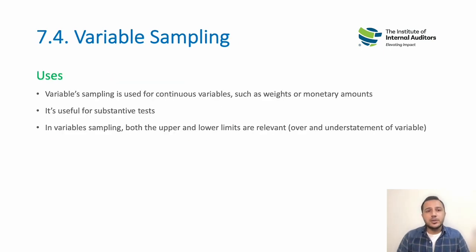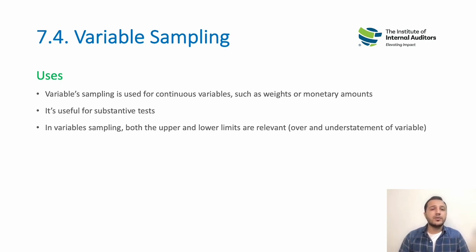In terms of variable sampling, we use it where we have a continuous number, where we have a lot of data or information or transactions, where we have to review a value or a quantity and give our opinion on it, for example, accounts receivable, accounts payable values, or we could be looking at the number of stocks. So in that case, the best sampling approach is variable sampling, and it is mainly used for substantive testing.